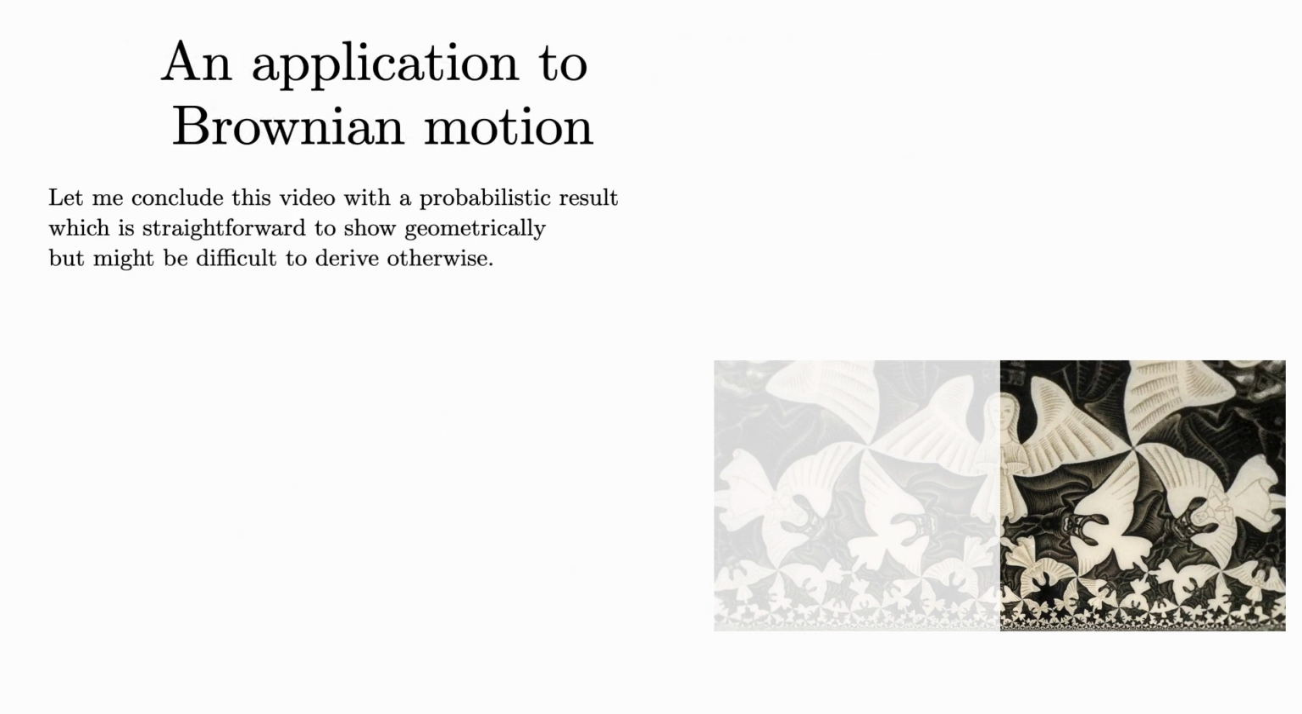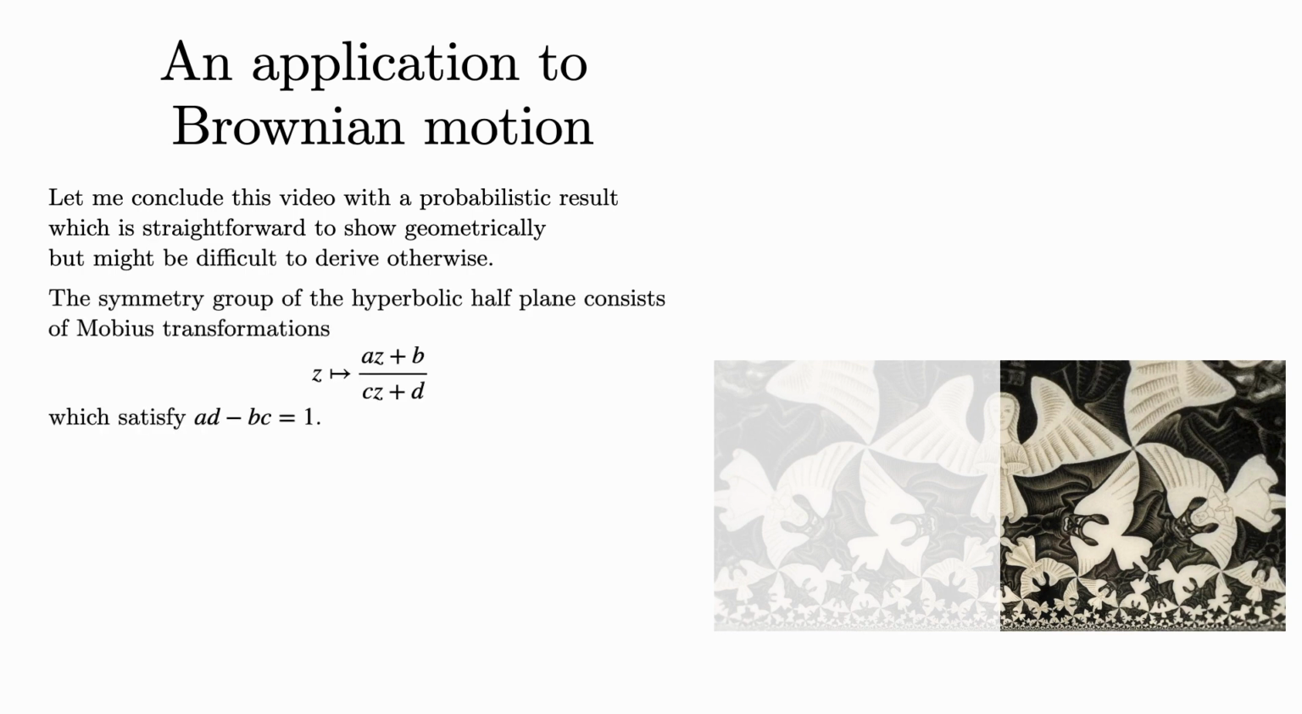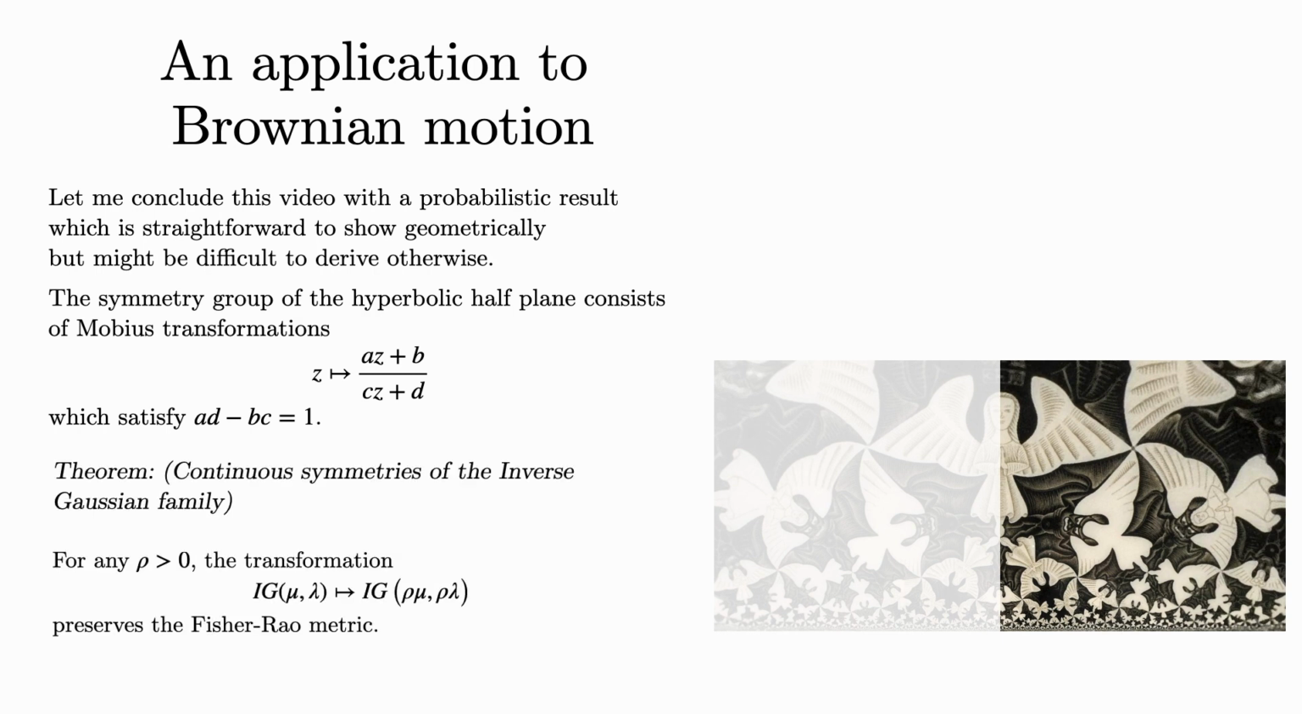Let me conclude this video with a probabilistic result which is straightforward to show geometrically, but might be difficult to derive otherwise. The symmetry group of the hyperbolic half-plane is well known and corresponds to Möbius transformations which satisfy ad - bc = 1. However, most of these transformations will not fix the line x = 0, which we need in order to obtain a symmetry of the inverse Gaussian family. However, if we scale the half-plane, this fixes the line and preserves the hyperbolic metric.